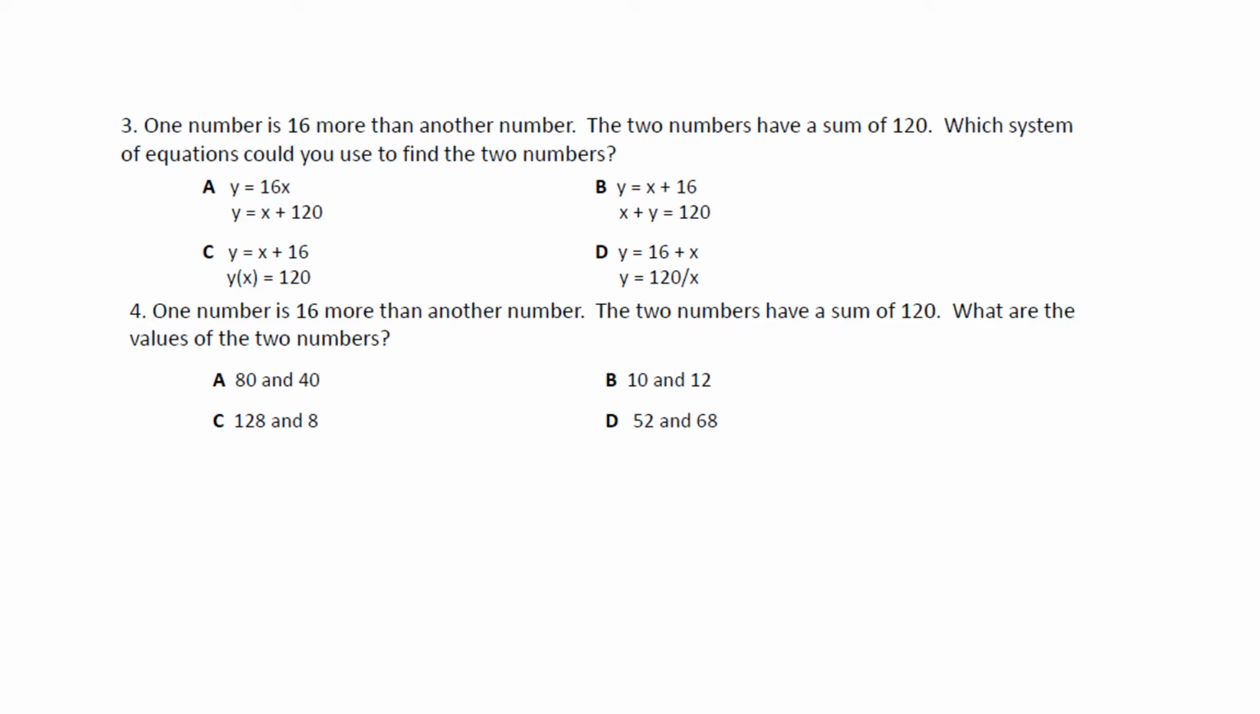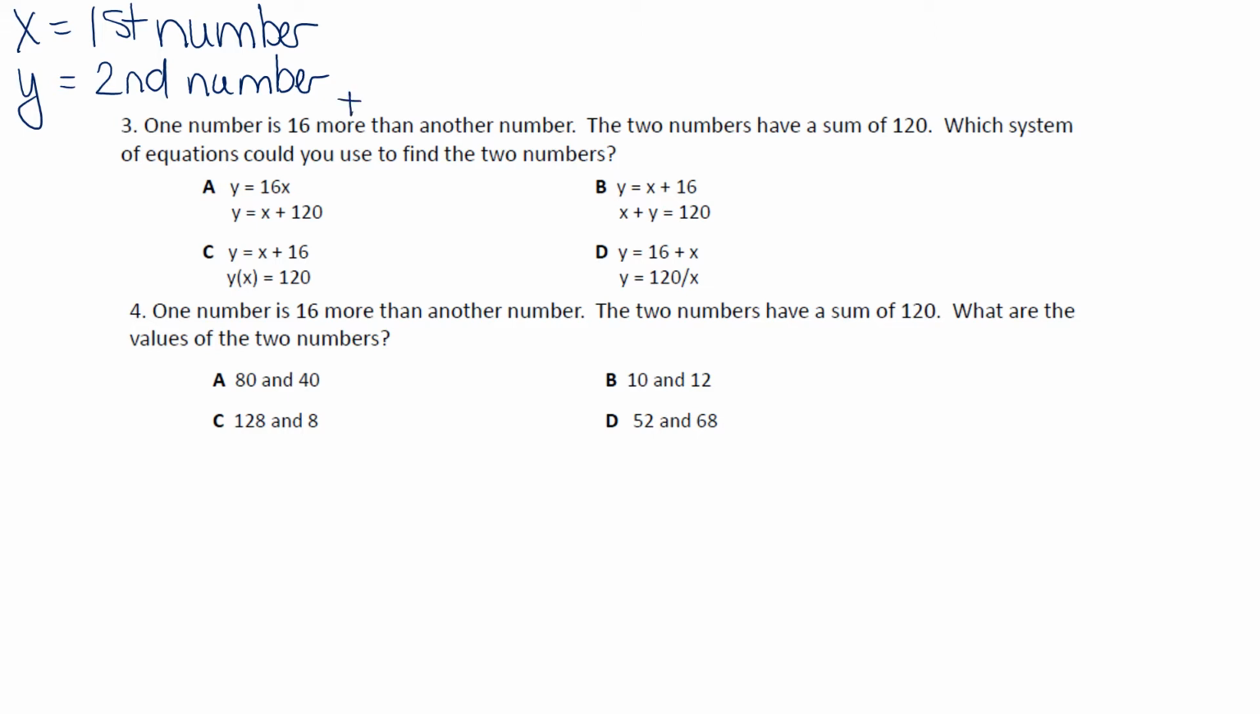Number 3, one number is 16 more than another number. The two numbers have a sum of 120. Which system of equations could be used to find the two numbers? So x is going to represent one number, or the first number. And y is going to represent my second number. So it says one number is 16 more than the other number. So 16 more than means addition.